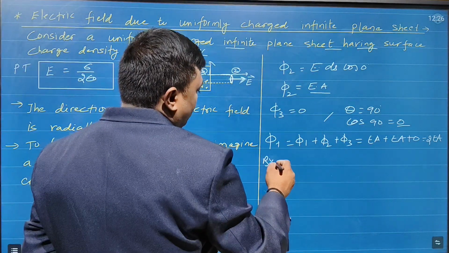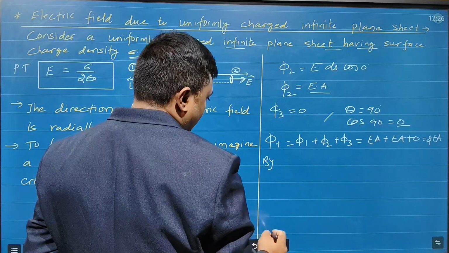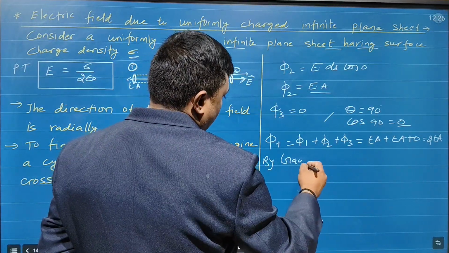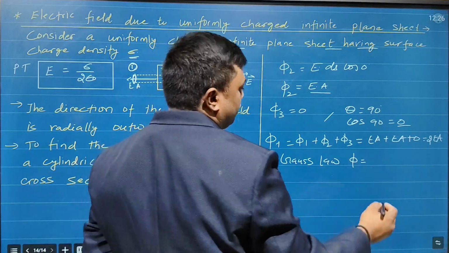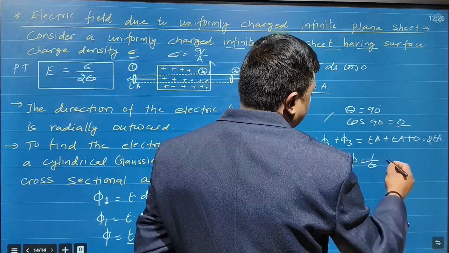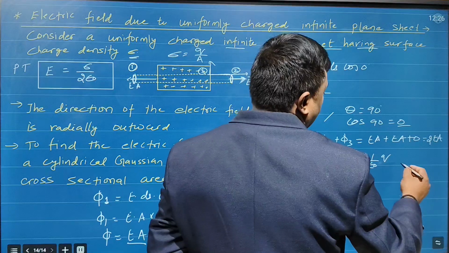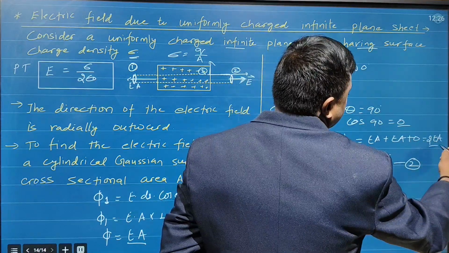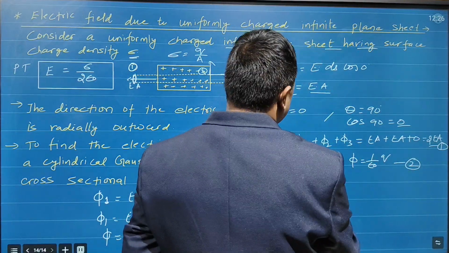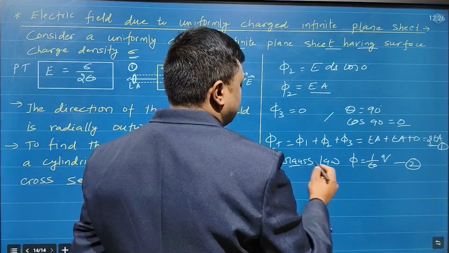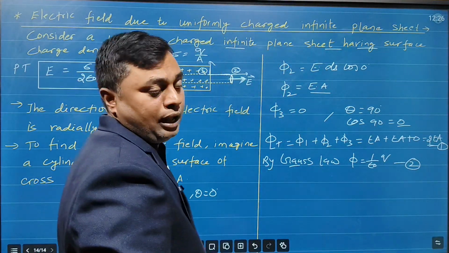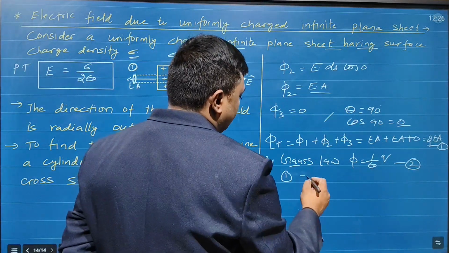Now we know that by Gauss's law, the total flux is 1 by epsilon naught times the charge enclosed by the surface. Let's take this as equation 2 and the earlier one as equation 1. The total flux I have taken is 2 times EA, that is equation 1. And by Gauss's law the flux is Q by epsilon naught. Now equate 1 and 2.